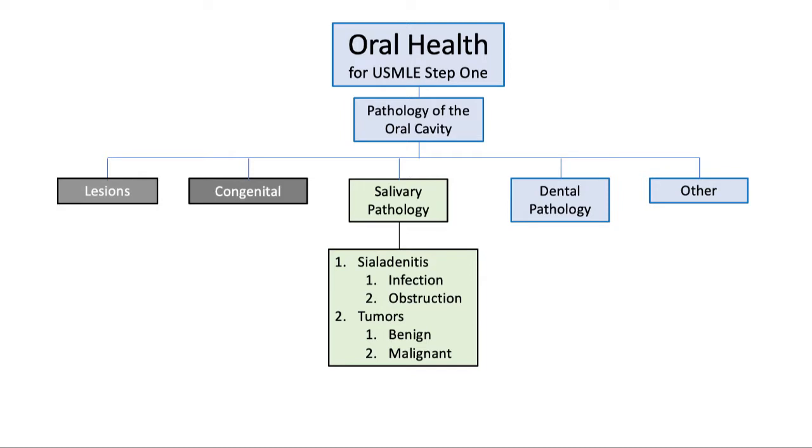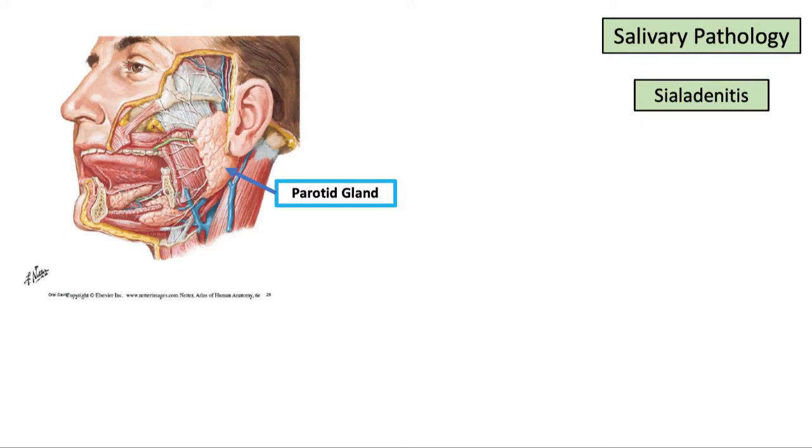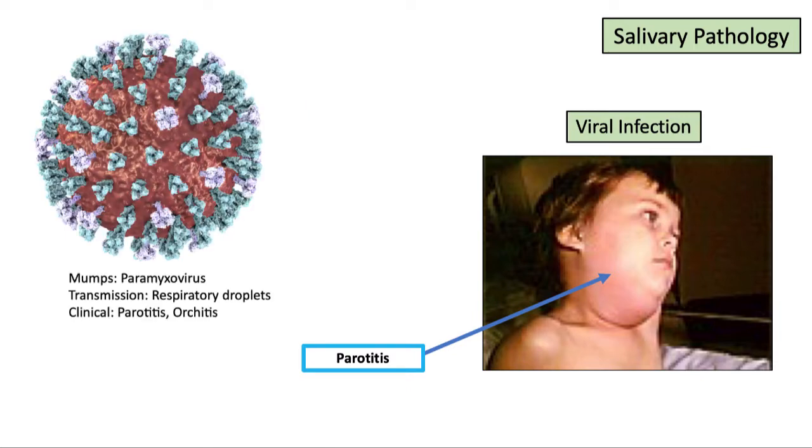We'll start with a discussion about sialadenitis and its causes, followed by a review of the key tumors of the salivary glands. Sialadenitis can be caused by infection or obstruction that results in swelling and/or pain in any of the three main salivary glands. Remember, these are the sublingual, submandibular, and parotid glands. The parotid gland is the largest of the three and most prone to infection. We refer to infection of the parotid gland as parotitis, with mumps virus being the most characteristic infection. With mumps virus, the swelling is often bilateral.